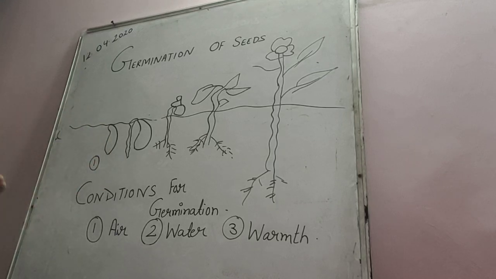So if the seeds are not dispersed and they fall at the same particular place, there would be no germination because there would be a tough competition among them for space and for nutrient requirements.